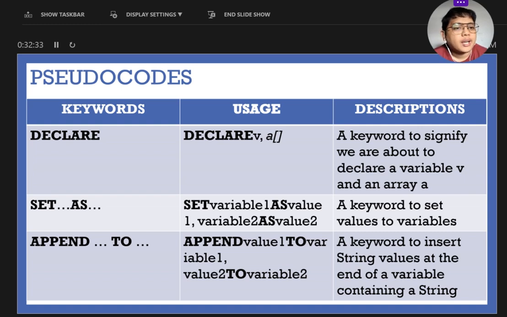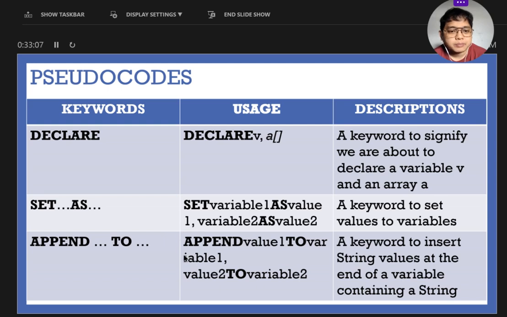We have declare. The keyword is declare. Its usage is to declare a variable and an array. It is a keyword to signify we are about to declare a variable b and an array a. Then we have set as. How to use this one? It is a keyword to set values to variables. Then we have the append to keyword. How to use this?